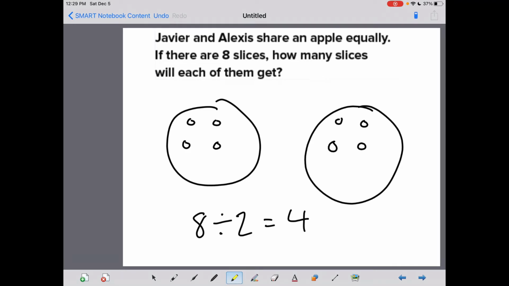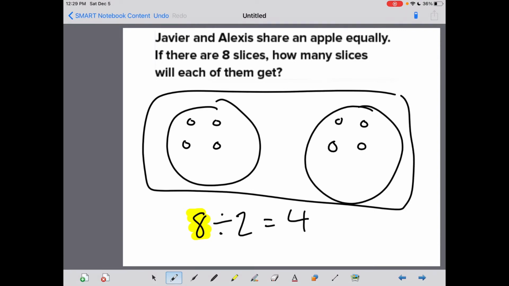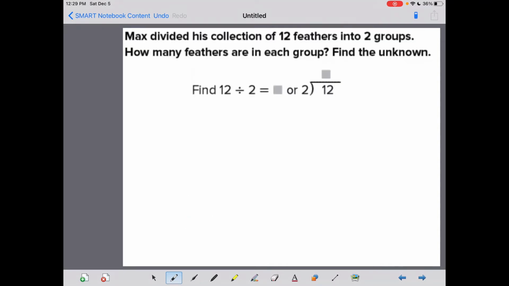But a fun strategy you can use when you are dividing by 2 is you can take your biggest number and just cut it in half. You are taking your 8 slices, if we had 8 slices total, and you're just cutting it in half to find out how many slices each person gets. So let's use this strategy on another one.